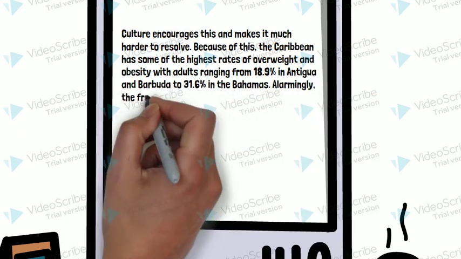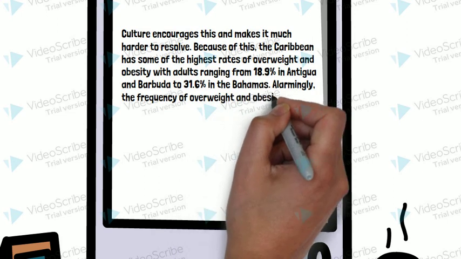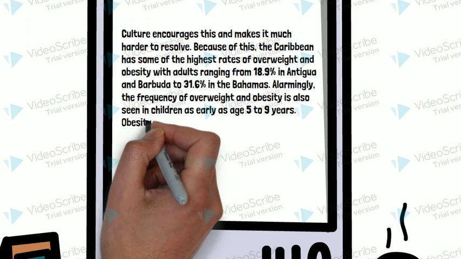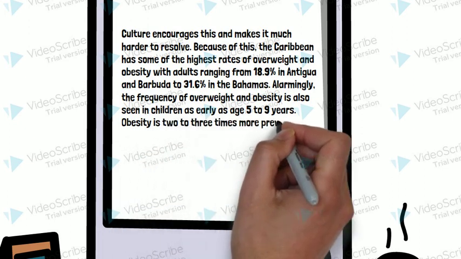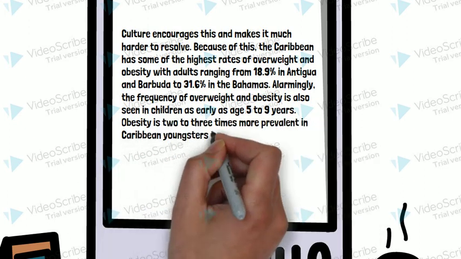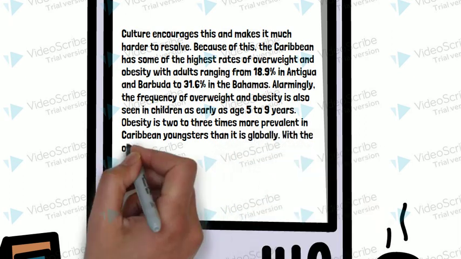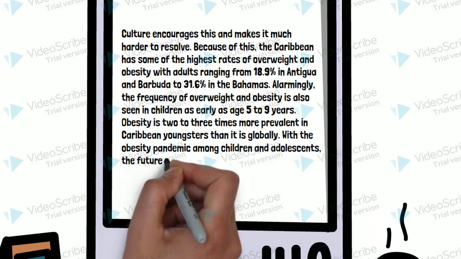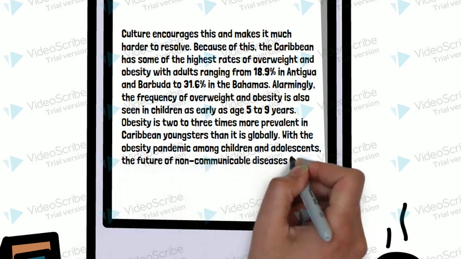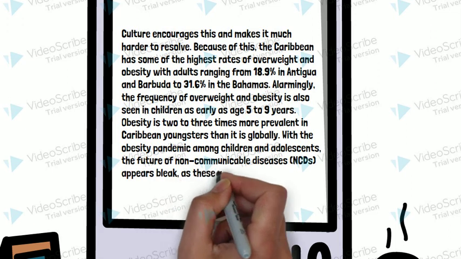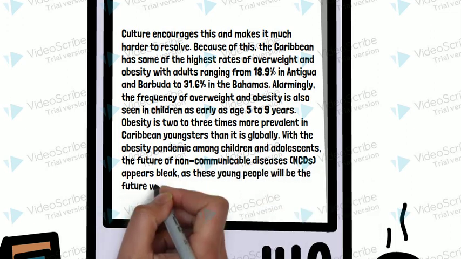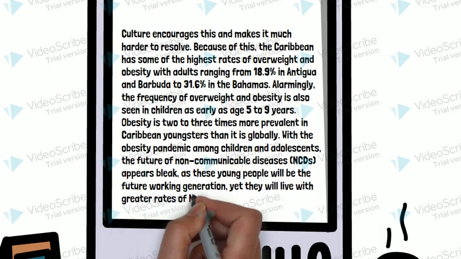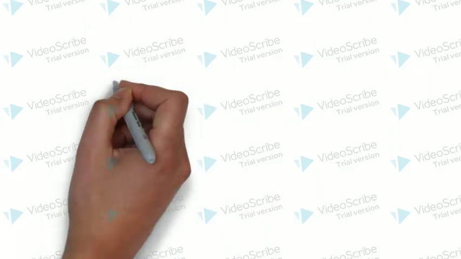Alarmingly, the frequency of overweight and obesity is also seen in children as early as 5 to 9 years of age. Obesity is 2 to 3 times more prevalent in Caribbean youngsters than it is globally. With the obesity pandemic among children and adolescents, the future of non-communicable diseases appears bleak, as these young people will be the future working generation, yet they will live with greater rates of these diseases.